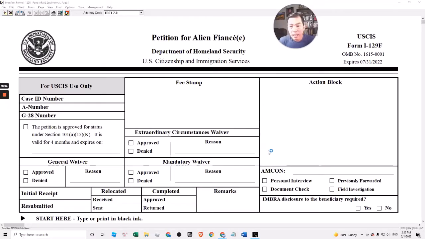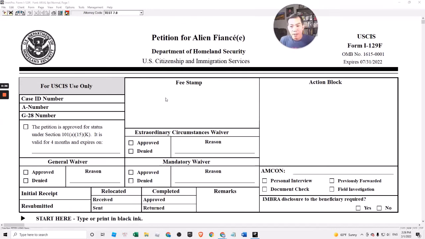Now we are going to fill out the form I-129F. You see here the form, my mouse, form I-129F from the USCIS. You can check it out from the uscis.gov website. Remember always to check the form version's expiration date, because if you use the old, outdated versions, your petition may be rejected.